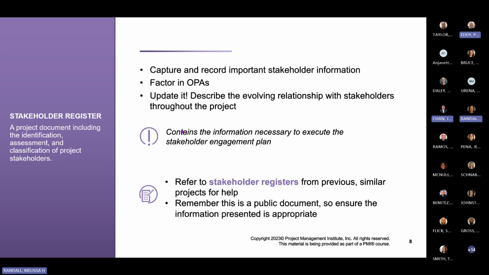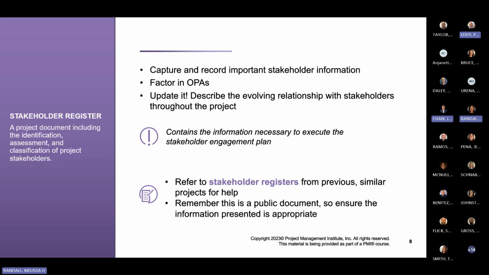A little bullet here, which is an important point: it contains the information necessary to execute the stakeholder engagement plan. So in PMI's world, as you identify who all those stakeholders are, there are things that, as you progress throughout the project, you want to make sure those stakeholders are being taken into consideration. And then talking about your previous stakeholder registers. Remember, the stakeholder register is just where you list all of your stakeholders. Maybe you worked on a project before and had some of those same stakeholders that are now going to be on your project.